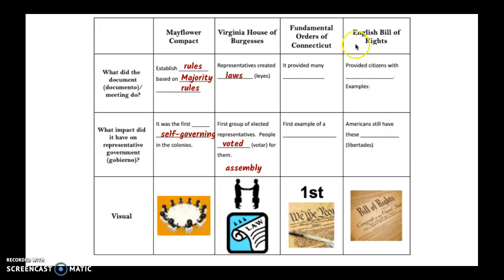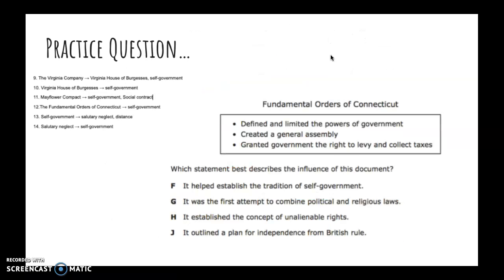All right, Fundamental Orders of Connecticut. It provided many rights. This is the first example, guys, of a constitution. That's really what you need to know. So, Fundamental Orders of Connecticut. Which statement best describes the influence of this document? Okay, so defined and limited the powers of government, created a general assembly, granted government the right to levy and collect taxes. So if I come over here, I know it represents self-government, which is what most of these do. So what's the answer? I know it's redundant. That means repeating.